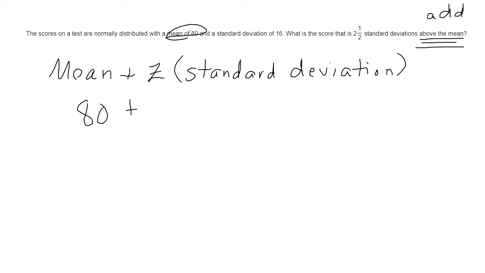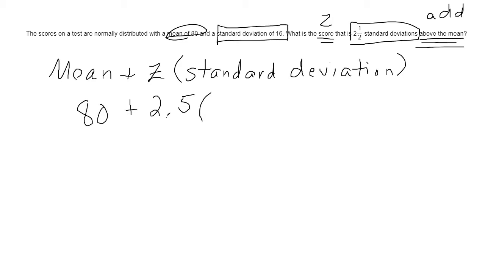Then the z-score is going to be whatever the standard deviations are. It says I have a score. When it uses the word score, that's a z-score. That is 2.5 standard deviations. Now, it may be easier for you to compute or put this in a calculator if you just write that as 2.5 instead of 2 1/2, because 2.5 is the decimal for 2 1/2. Then you will multiply that by the actual number that was given for standard deviation, which is 16.